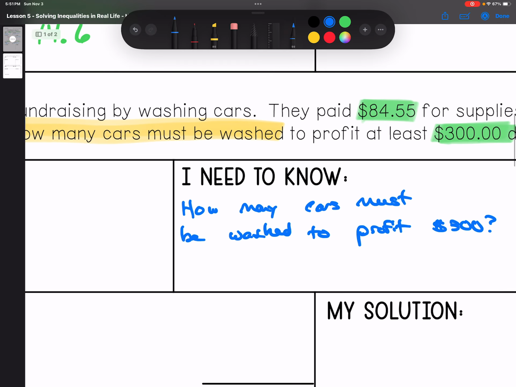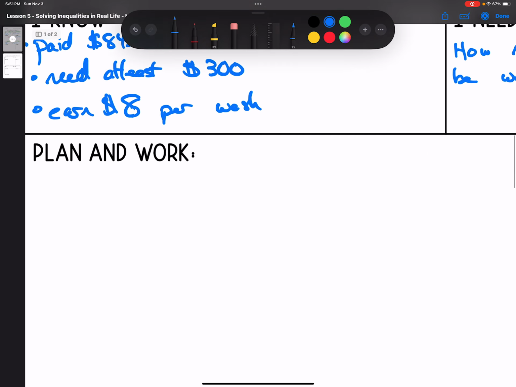All right, so to set the problem up, I know that I am going to make $8 per wash, so 8x, 8 times how many cars I wash, minus $84.55. Why is that? Because I bought supply, so I have to pay that back before I can make the money. So whatever I make, I have to subtract what I've already paid, okay, to get to that $300 I need. So that needs to be greater than or equal to $300.